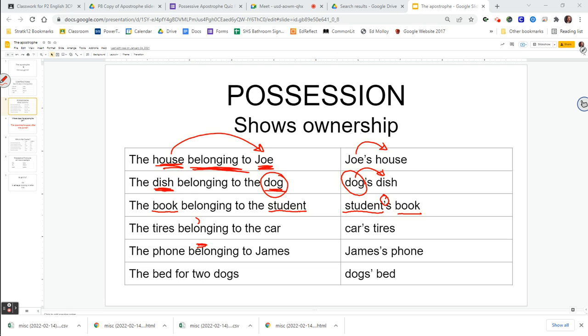If you did it backwards, you said the car's tires. So you've got tires and you've got car. So the tires belong to the car, right? So the car is the owner and the tires is what's being owned.